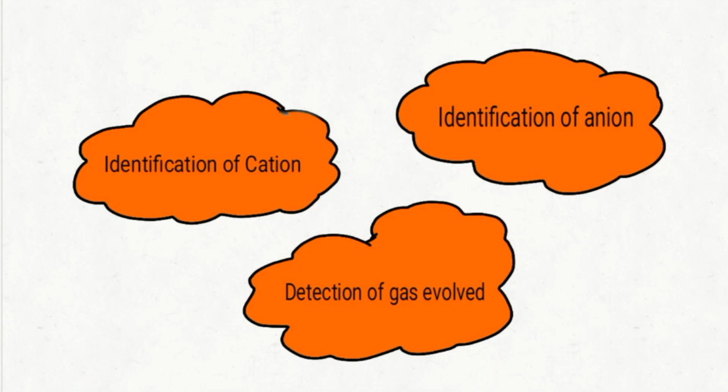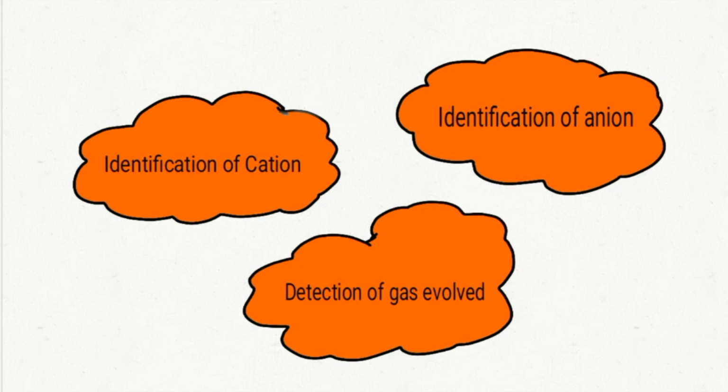Dears, this is Raji. Related to analytical chemistry, we had discussed a super easy trick to identify the presence of a cation in a particular salt solution, and also we had discussed how to detect the presence of a gas which is produced as a result of a chemical reaction.